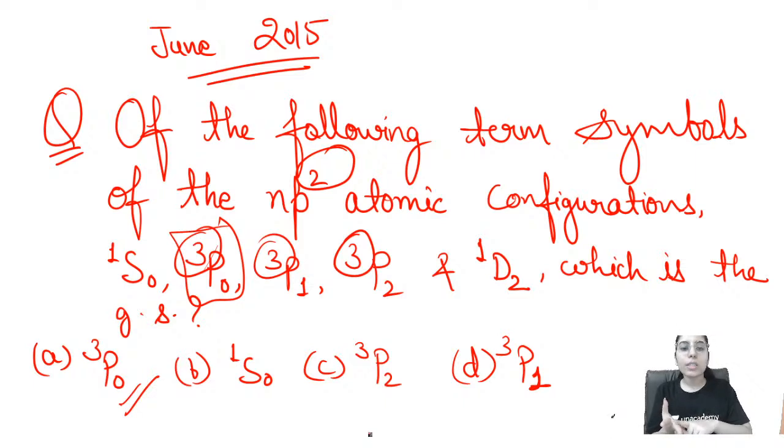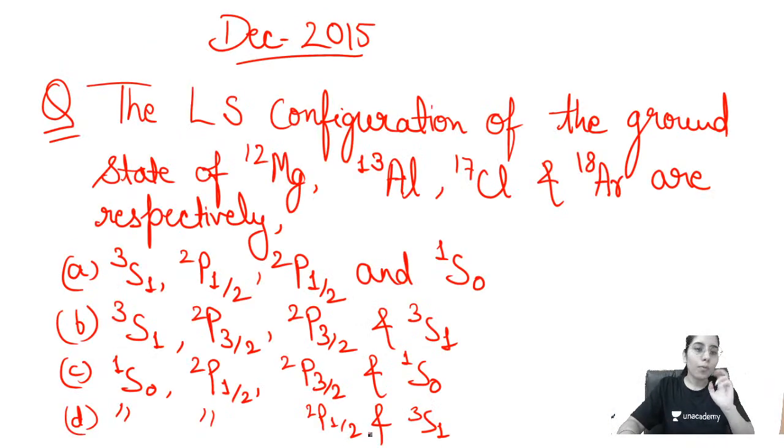So P2 is the less than half filled case. In that case, the statement is the lowest J term will have the lowest energy. Lowest energy means the ground state. So what has the lowest J term? That is 3P0, and that's the answer, option A. For that you need to know the Hund's rule statement.